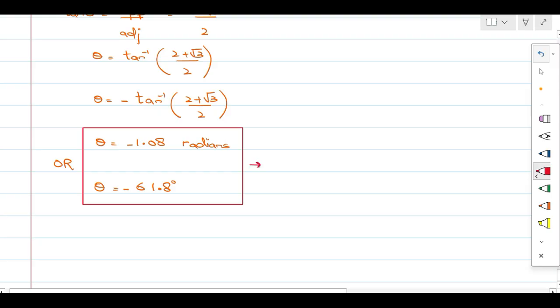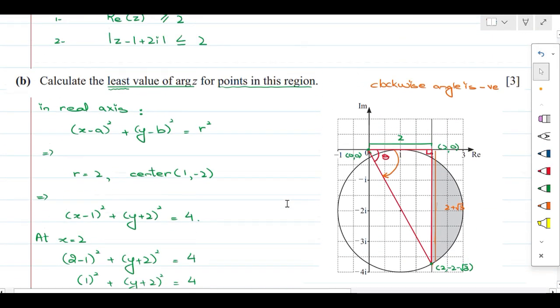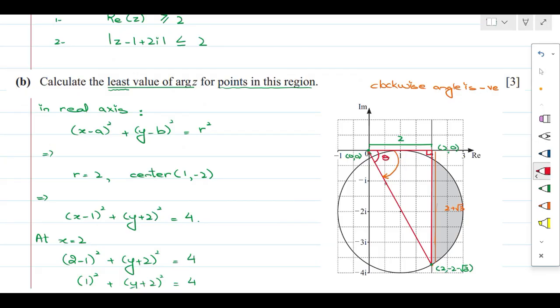Okay, the argument of z is minus 1.08 radians or negative 61.8 degrees, right? Why negative? The negative is because this angle is in the clockwise direction. A clockwise direction angle is always negative.